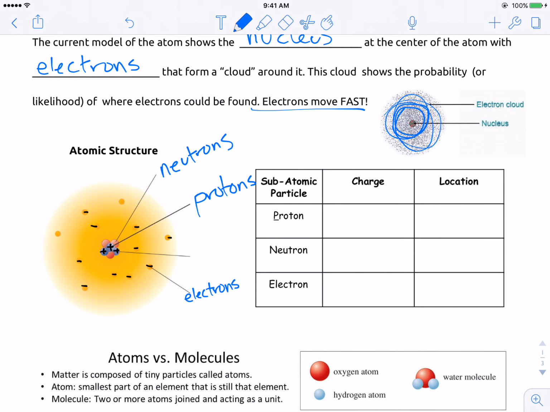Okay, so in this table, protons are positive, neutrons are neutral, so they have no charge. Electrons are negative. Protons and neutrons are in the nucleus, and electrons are outside the nucleus in the electron cloud.